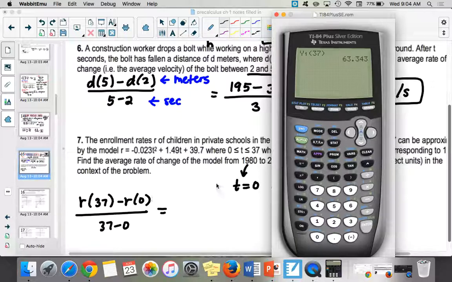So if I want to find this numerator, I could just do that. I could do y1 of 37. So vars, y vars, function y1 of 37 minus vars, y vars, function y1 of 0. And that gets my number, and then divide by 37. So my answer is 0.639.